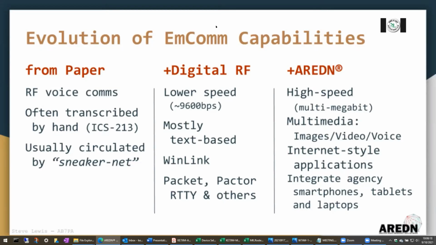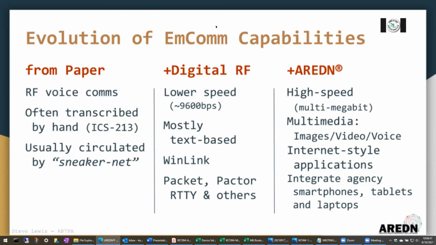In recent years, digital RF communication was included in the EMCOM toolkit, with the addition of things like packet radio and WinLink. These modes moved emergency message passing into the digital realm, and this minimized or eliminated some of the sources of error in the communication chain. Digital RF communication was mainly text-based and is relatively slow but very reliable.